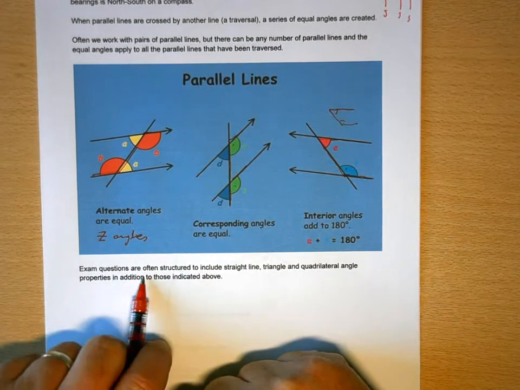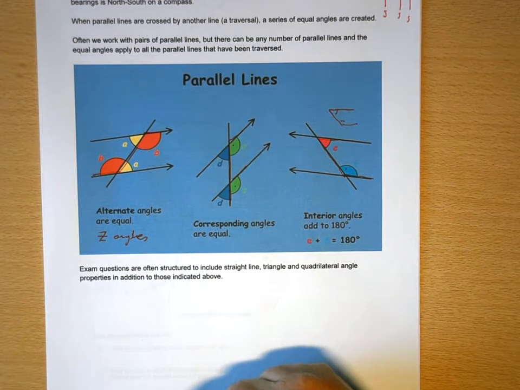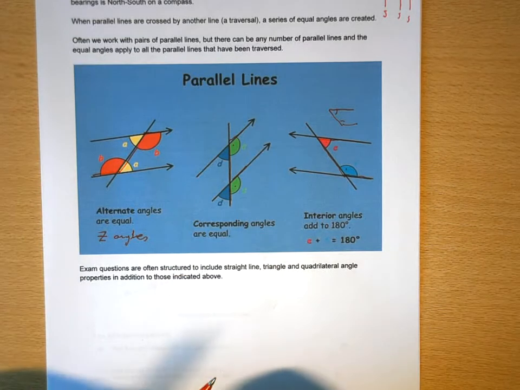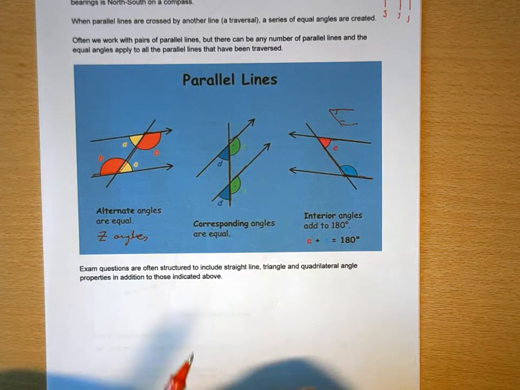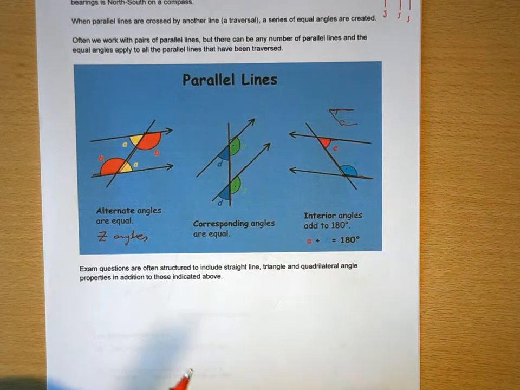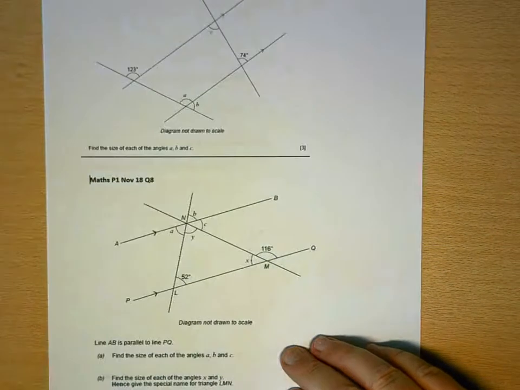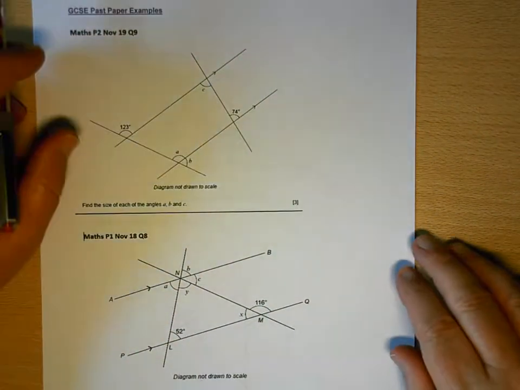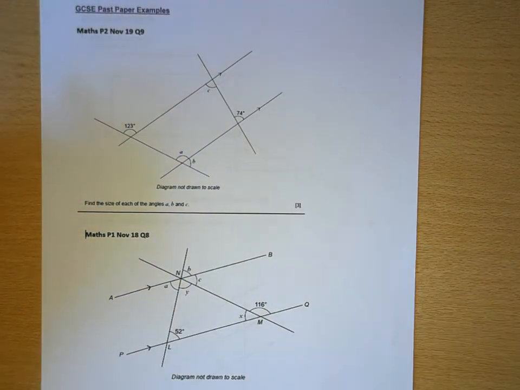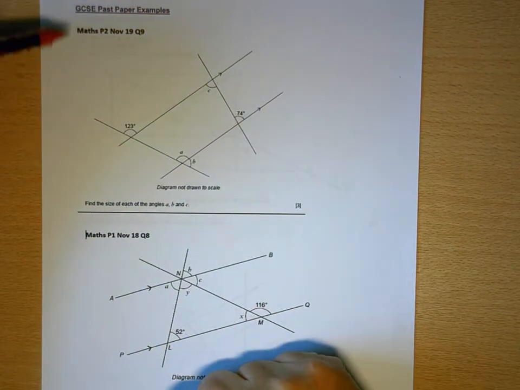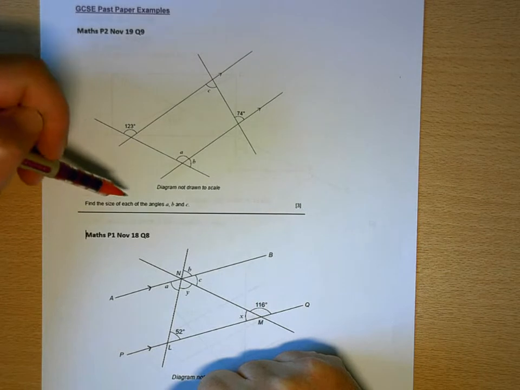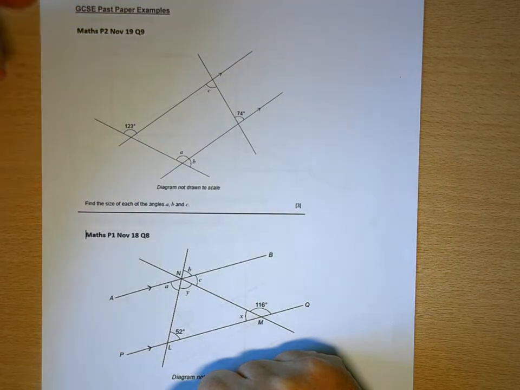So exam questions are often structured to include not only the parallel line properties, but the ones that we looked at yesterday on straight lines, intersecting lines, triangles and quadrilaterals as well. So we'll have a go at some together, and then on the Google Slides you can have a go at some of your own. Right, so I need to find the size of each angle A, B and C.